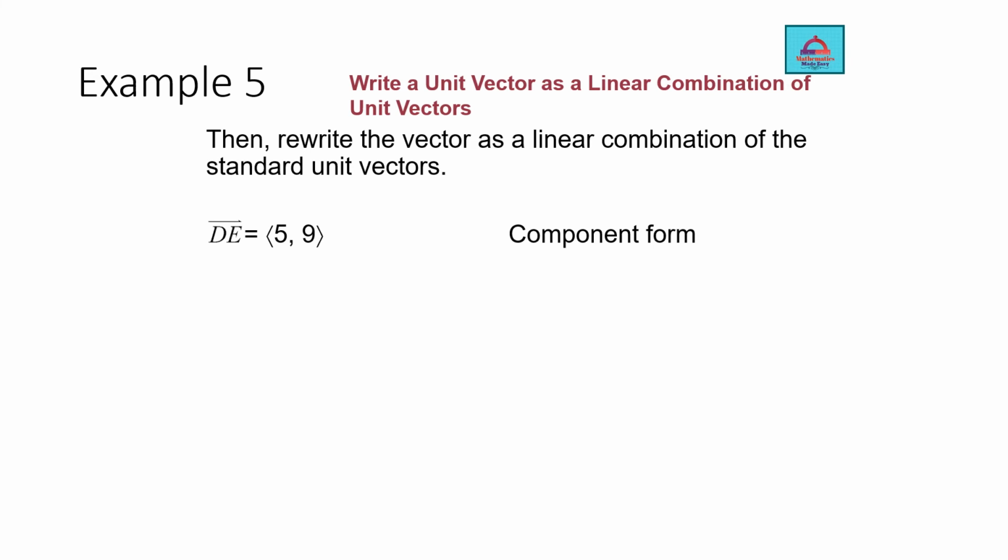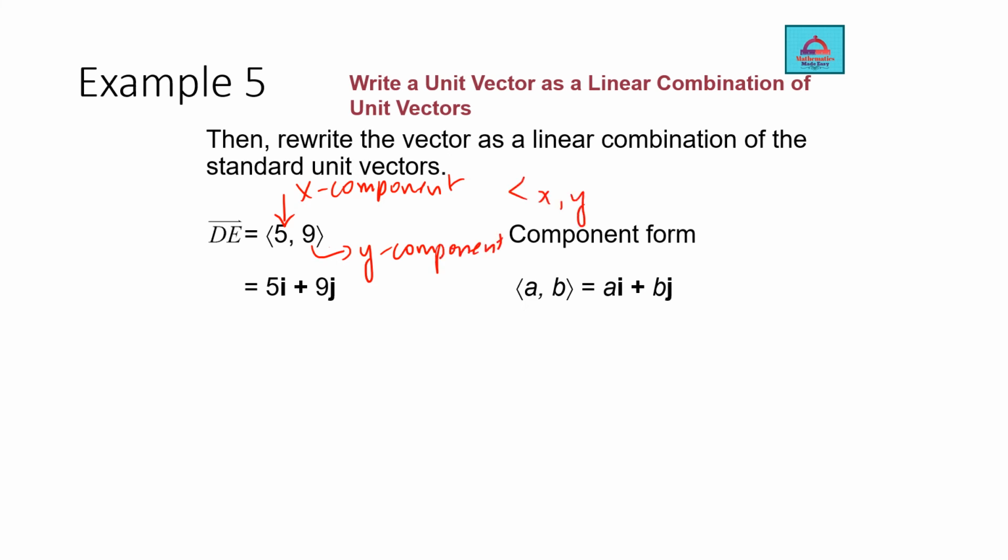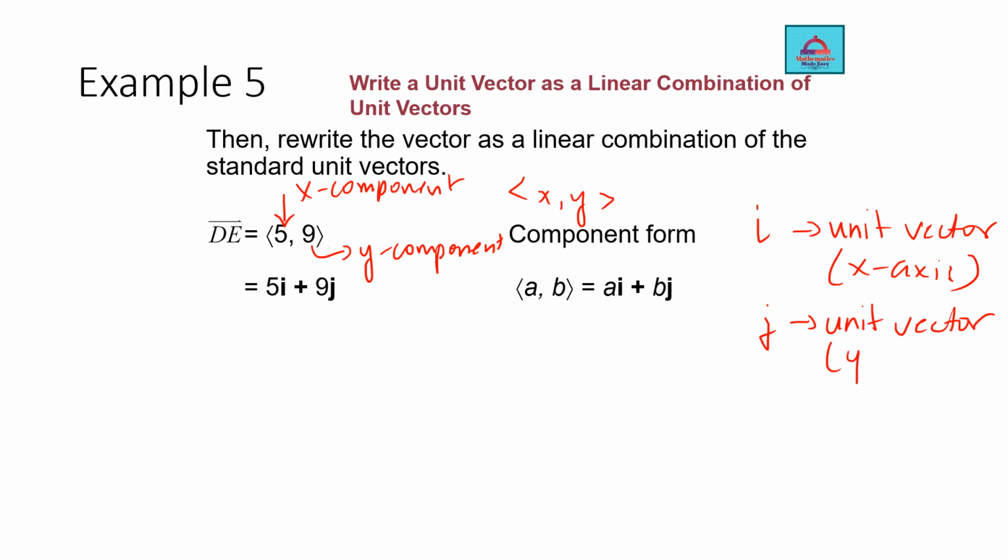What does that mean? So you write your component form, and this is the x component, this is the y component. You all know that, right? x comma y, that's how you write the vector. So with the x component, i is the unit vector. This is the horizontal along the x-axis. j is the unit vector. That means it is magnitude 1 along the y-axis. So when you are writing as linear combination, with the x component you take i, with the y component you take j and add them up. So this formula is very important.